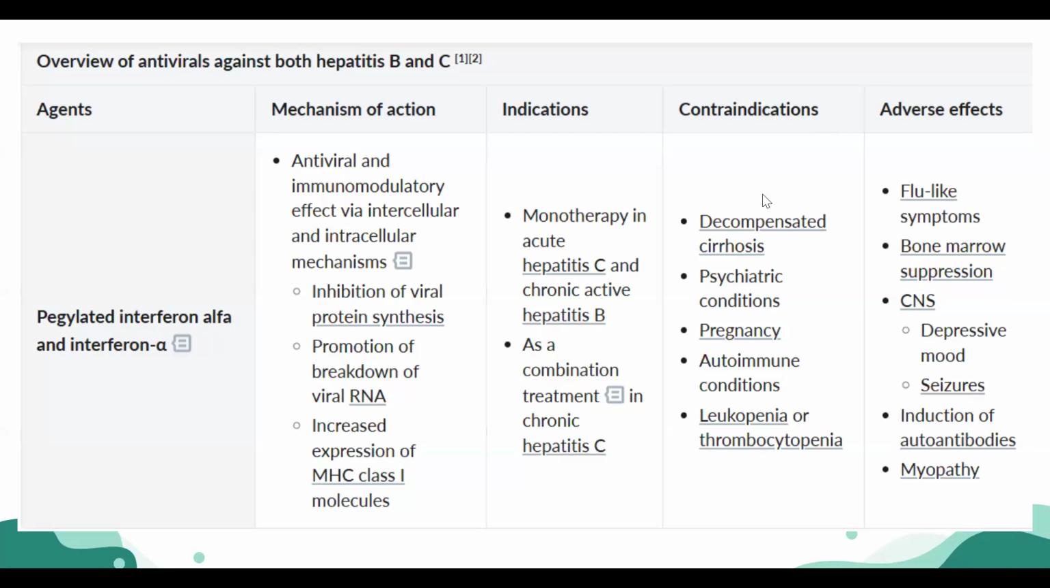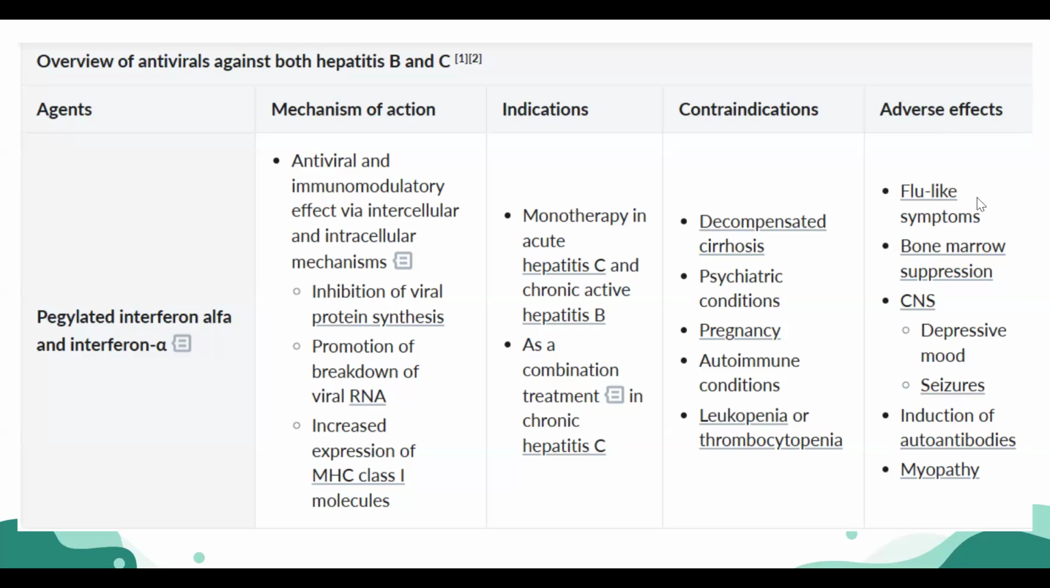Contraindication would be decompensated cirrhosis. In that case, your hepatocytes are quite damaged on their own, and you're not going to want to give something else that might be a little bit tricky to deal with in this scenario. Certain psychiatric conditions, pregnancy, autoimmune conditions, and leukopenia and thrombocytopenia are also conditions in which we don't necessarily give interferon alpha, because they tend to worsen these conditions.